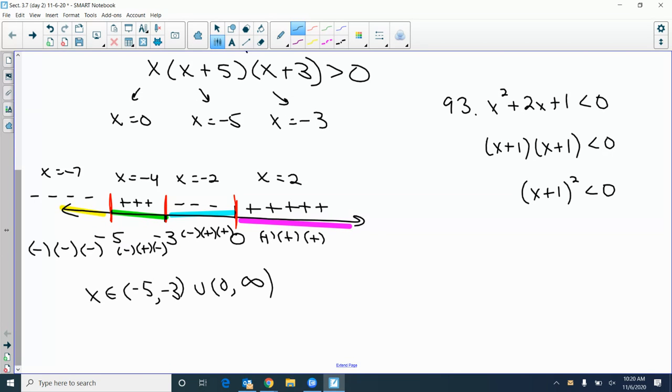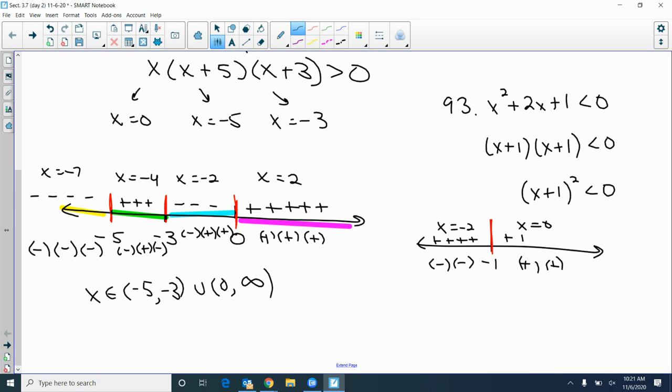So when you test that one, -1 is the only zero. I'm going to pick something to the left, say -2, and something to the right, say 0. -2 plus 1 is negative, times a negative gives you a positive. And over here, it gives you a positive times a positive. So that never changes sign. What was the answer to 93? That should be what?